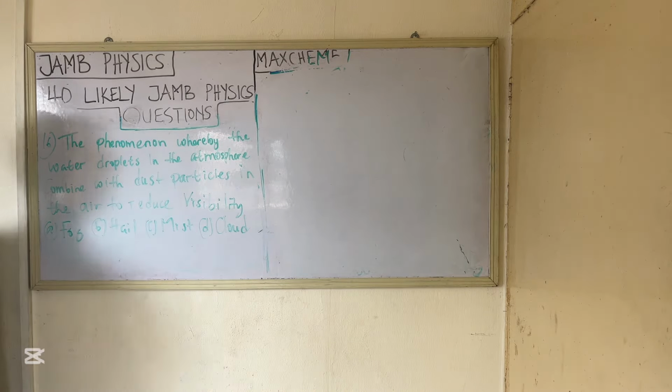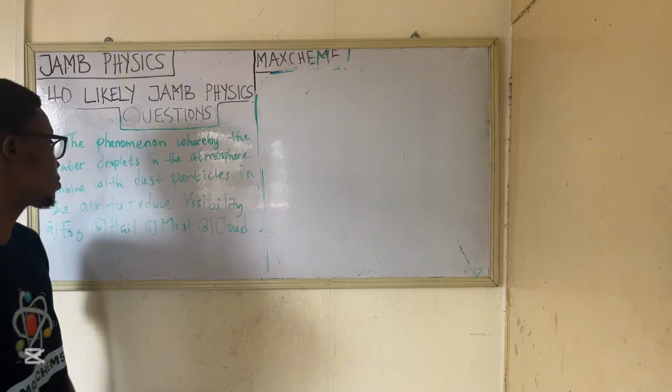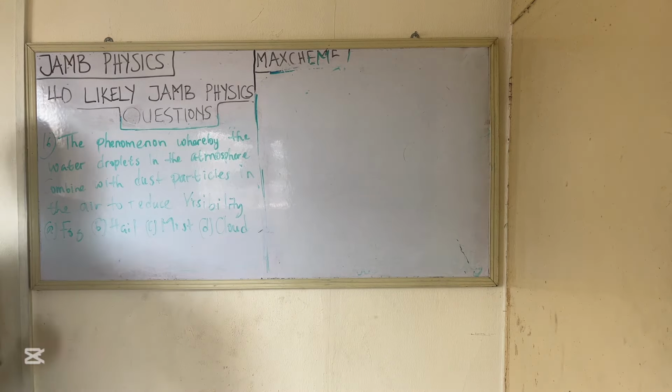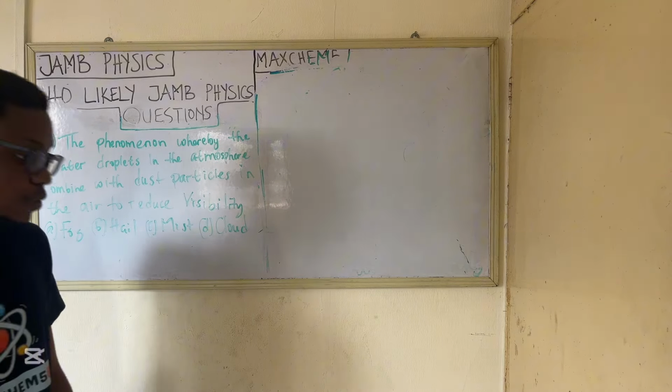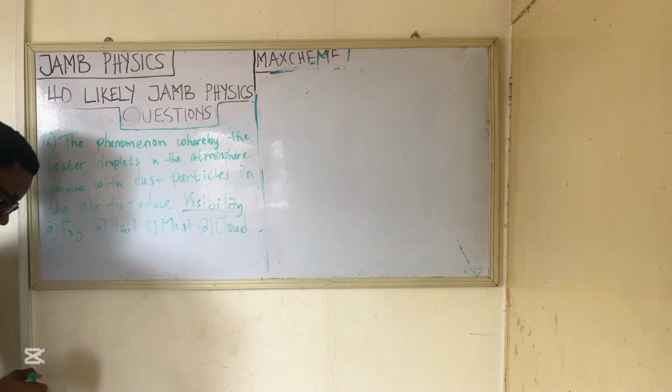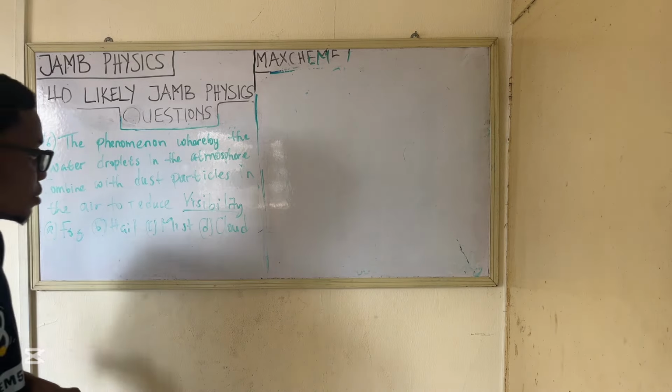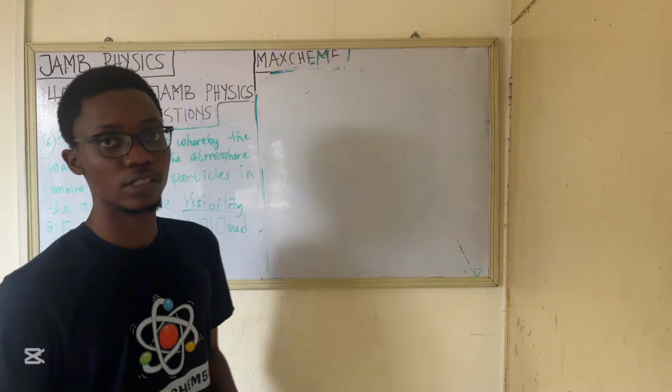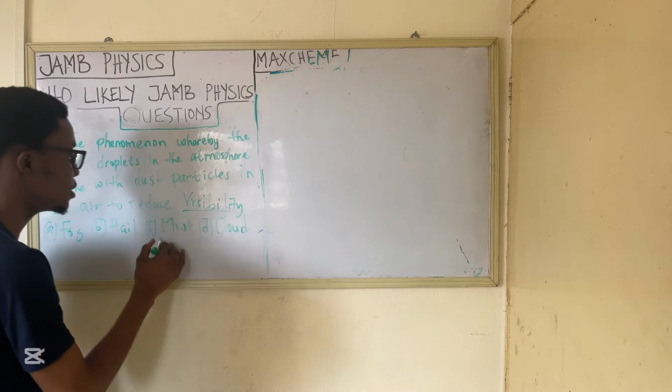The phenomenon whereby the water droplets in the atmosphere combine with dust particles in the air to reduce visibility. These are the key terms. Reduce visibility. A, fog. B, air. C, mist. D, cloud. Now the correct answer here is mist.